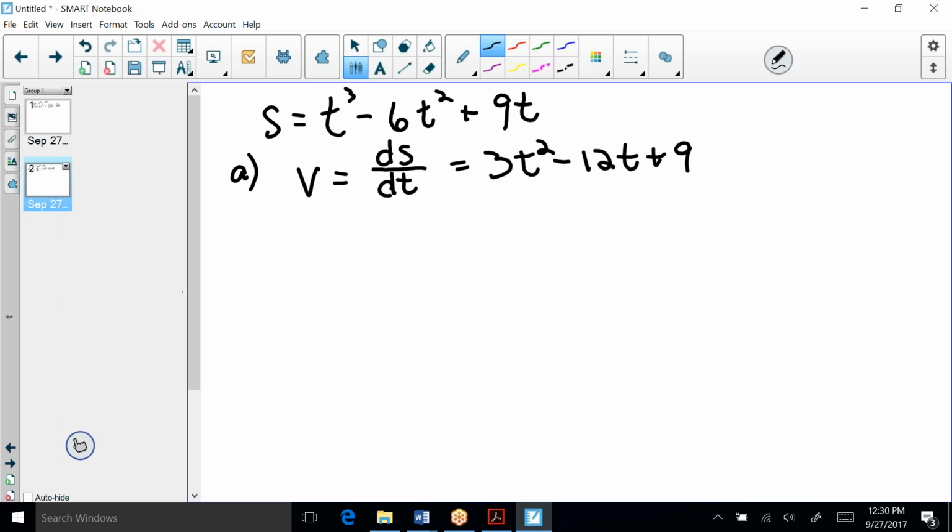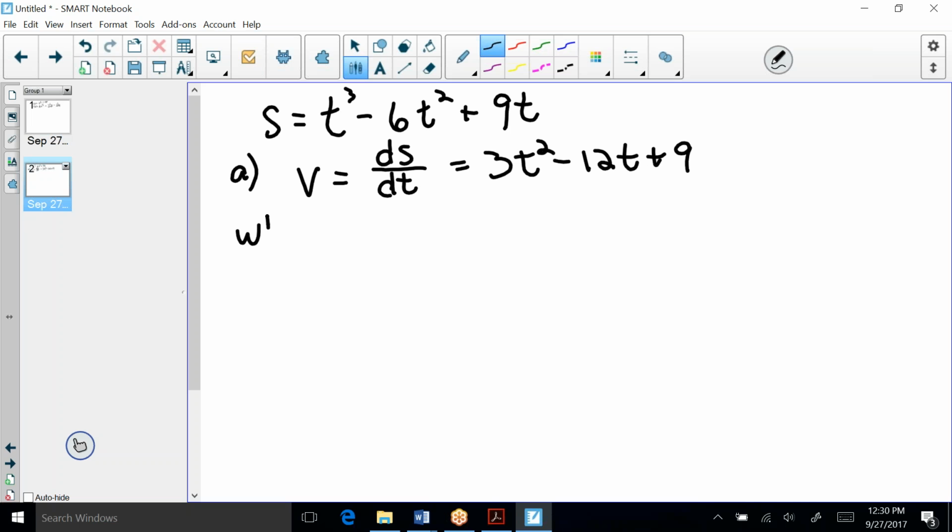This problem says let's find the acceleration when the velocity is 0. So what do I do with that? I took the derivative of t cubed, bring the 3 to the front, and then decrease the exponent by 1. So it tells us the velocity is 0. What do I do with that information? Set the velocity equal to 0. So let's make v equal to 0.